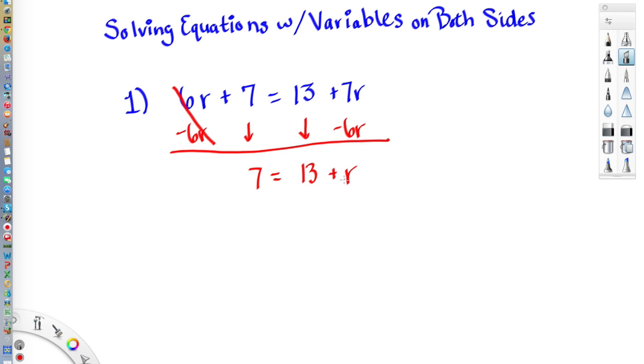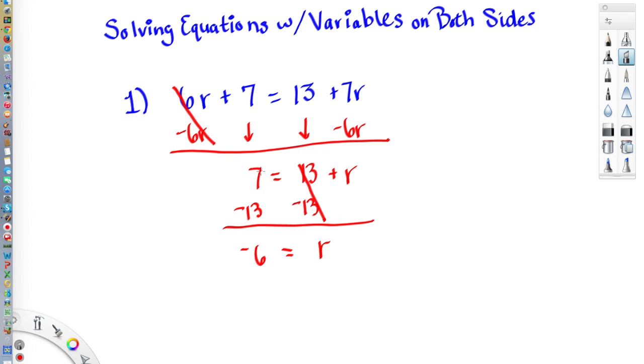I need to isolate the variable r. What's happening to it? I'm adding 13 to it. So I need to take away that 13. That's the inverse operation. And what I do to one side, I do to the other. And I am left with r is equal to 7 minus 13. What's the difference between 7 and 13? It's 6, and my answer is going to be negative 6.